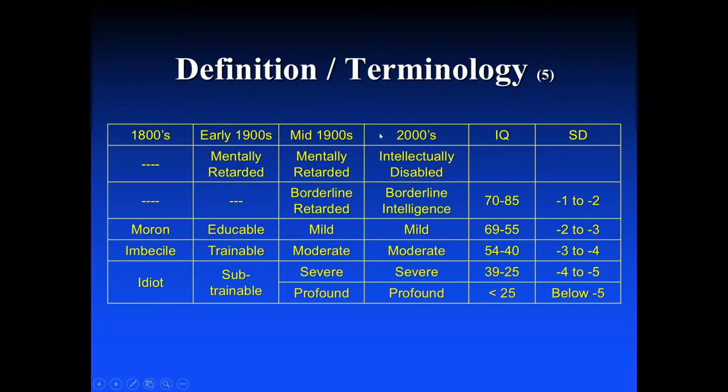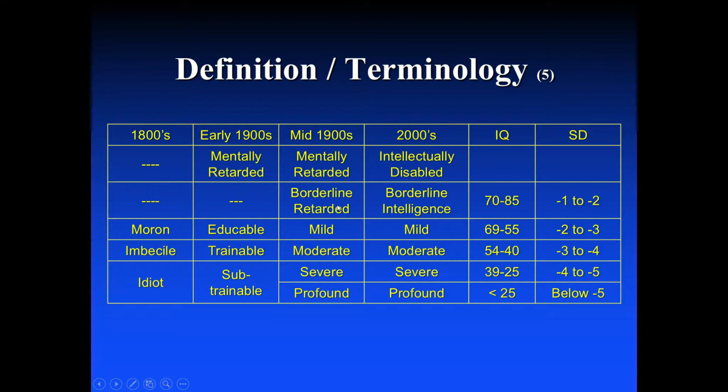So that was cleaned up in the middle of the 20th century to the terms borderline retarded, mild, moderate, severe, and profoundly retarded. But then the term retarded became used as an epithet by people who would use it as a slur. So the terminology was again changed to intellectually disabled, which is the term we have now, and we refer to mild, moderate, and severe to profound intellectual disability.